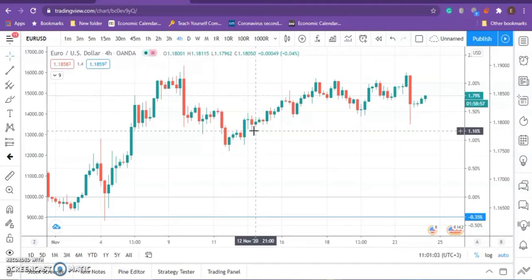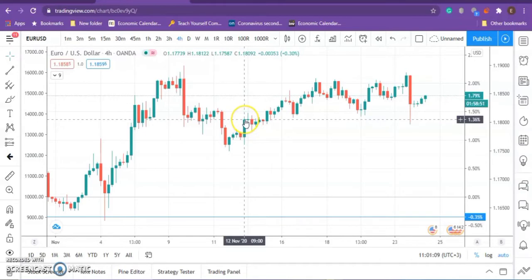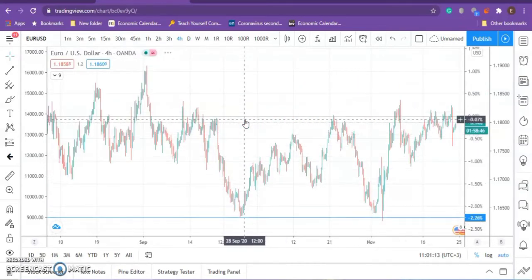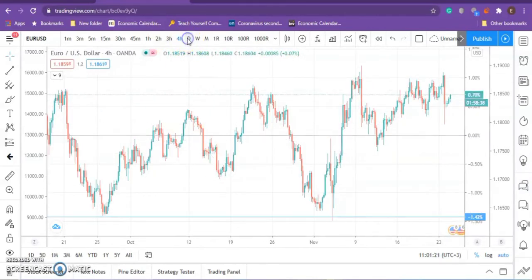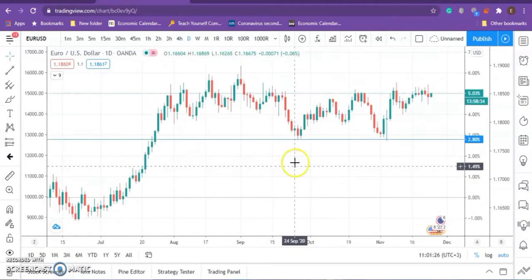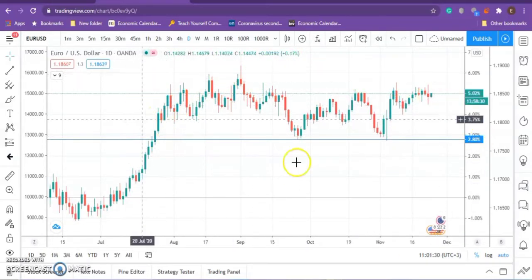We are going to talk about how to set up support and resistance points in your graphs, and where to look out for such levels of support or resistance points. This is the Euro USD, and the website I'll be using is tradingview.com. So let's switch to the daily time frame. And yeah, let's look at this piece of graph here.